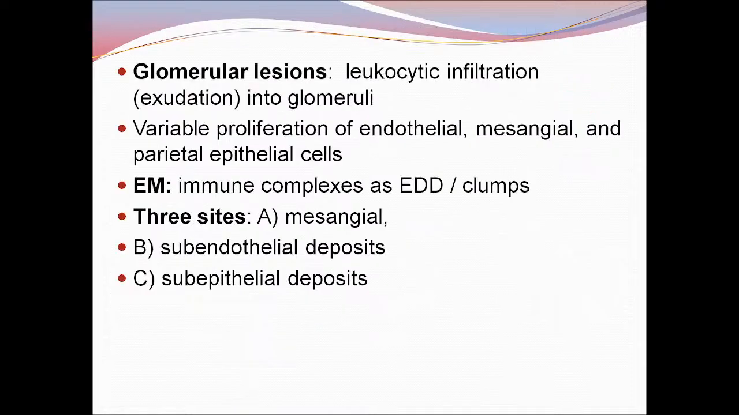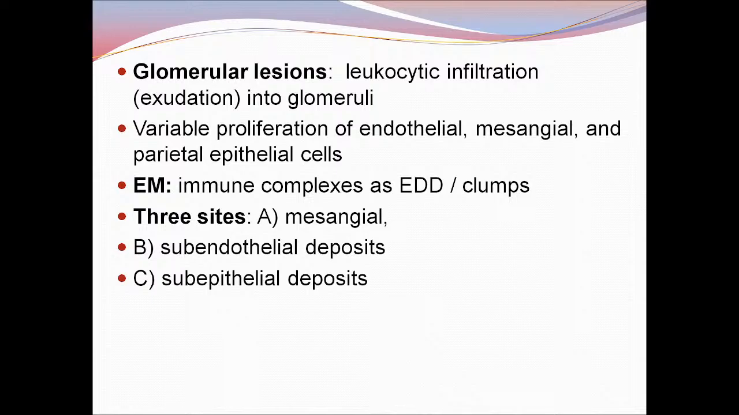So, here what you will get in glomerular lesions is leukocyte infiltration or exudation into the glomeruli, then there is associated proliferation of endothelial cells, mesangial cells and epithelial cells. So, this together will cause a hypercellular type of glomeruli. Okay. So, hypercellularity because of leukocytes and proliferation of various cells, and you will appreciate this in light microscopy. What you will see on electron microscopy is immune complex deposition as clumps. Okay.